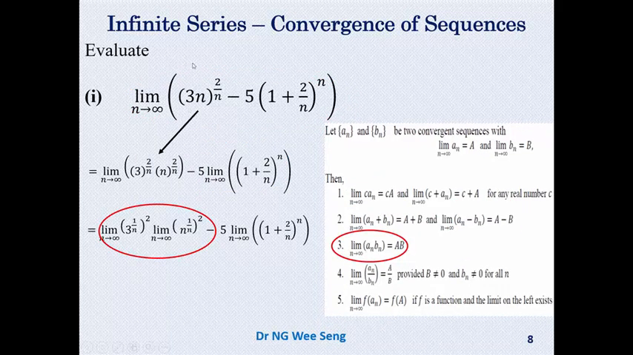Next, we're going to do something about the first sequence, 3n power 2 over n. 3 and n should be split into 2 because each has its own formula to apply. So we split this up using the integers law. And furthermore, 2 over n can be written as 1 over n power 2. This is to prepare us for the use of the standard results that I'll show you later.